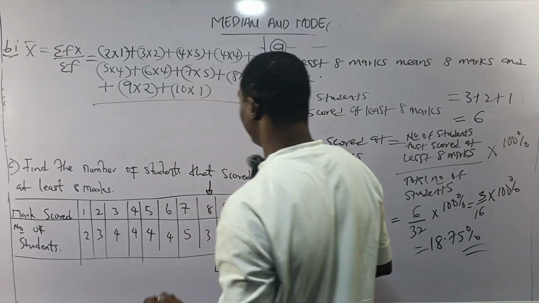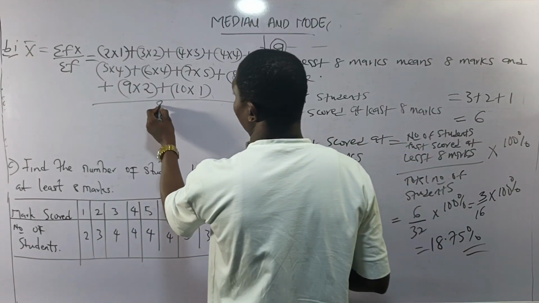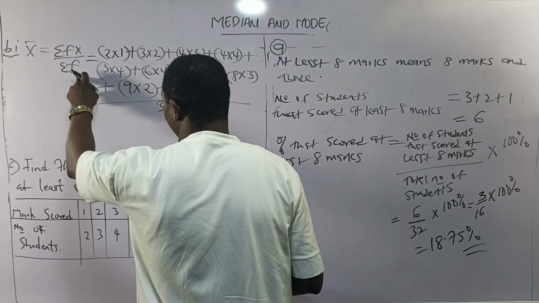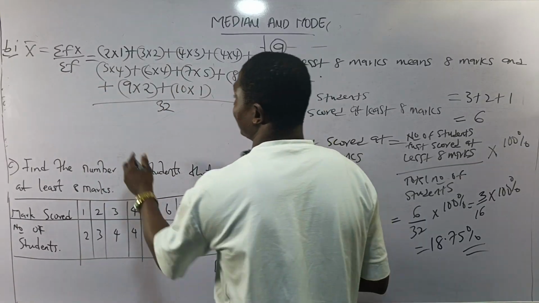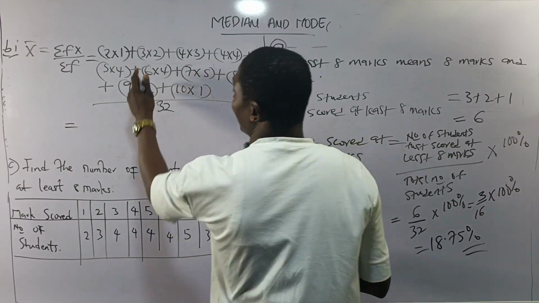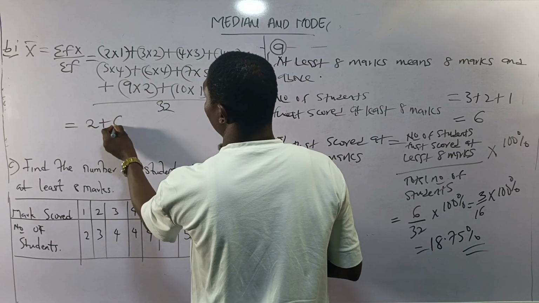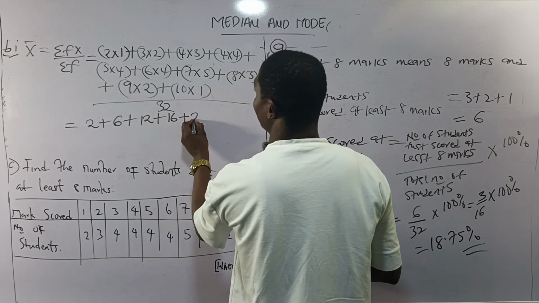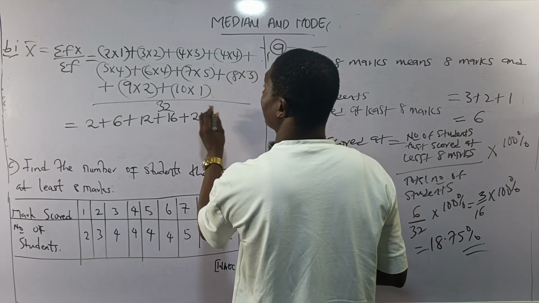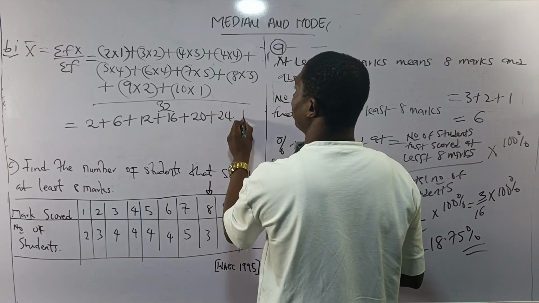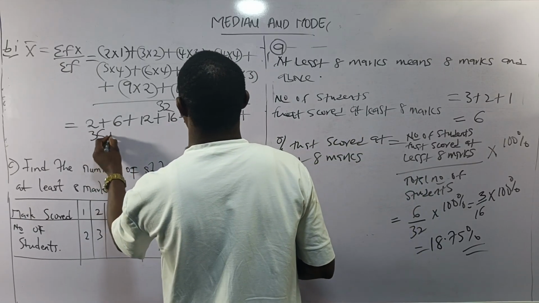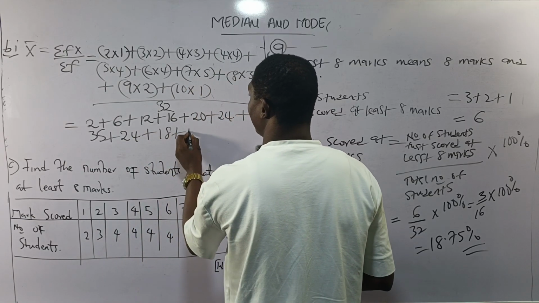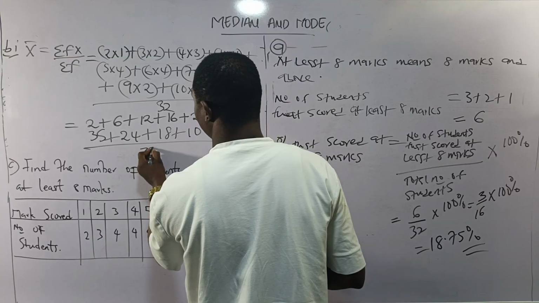And summation of frequency is the number of students, which is 32. If you add all this, it will give you 32. That's the meaning of summation f, sigma f as pronounced. Sigma f means summation of the frequencies. So 2 times 1 is simply 2, plus 3 times 2 is 6, 4 times 3 is 12, 4 times 4 is 16, 5 times 4 is 20, 6 times 4 is 24, 7 times 5 is 35, 8 times 3 is 24, 9 times 2 is 18, and 10 times 1 is 10, all over 32.